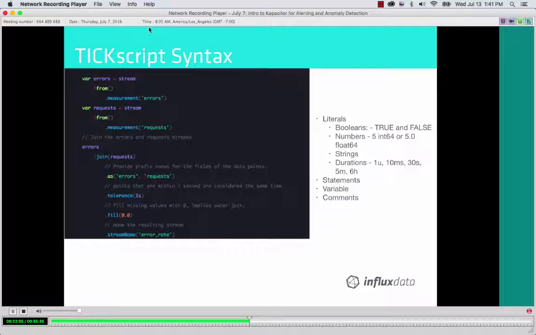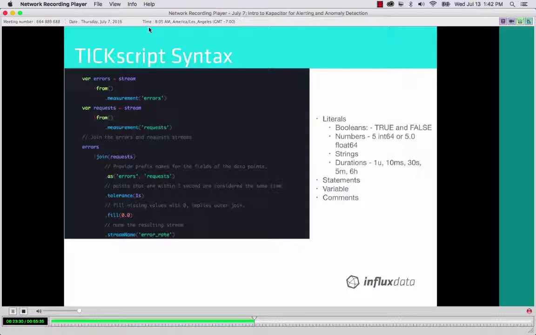The next thing that we have here is we're going to do errors pipe join. So we're joining errors and requests as errors and requests. We'll give them those names. And we want to join points that are within the same second. So if there's any timestamp that's within the same second, that's fine. And we want to fill any missing values with 0.0, so that's that float64 of 0. And then we do pipe stream name, so we're just naming the stream that comes out of it.